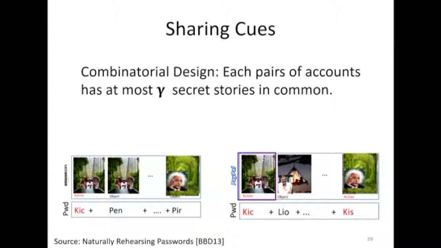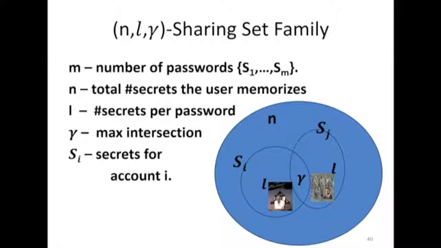Well, no, and we'll use a combinatorial design to ensure that any pair of accounts has at most gamma secret stories in common. So in this case, you might think of gamma as 1, meaning that any pair of accounts that the user has should share at most one common secret. So formally, we can introduce an N, L, gamma sharing set family, where a set family is just a sequence of subsets, S1 through Sm. Each of these subsets is a subset of the universe 1 through N, and each subset should have size L.